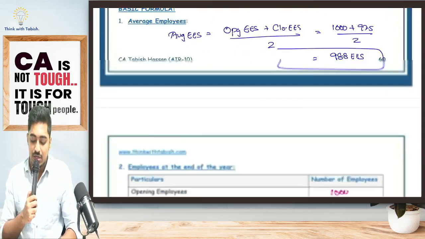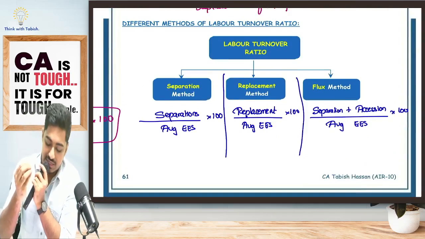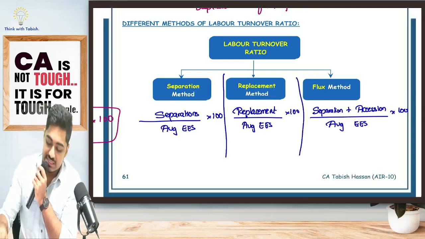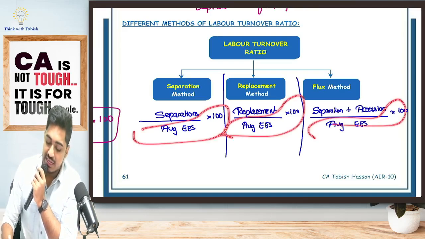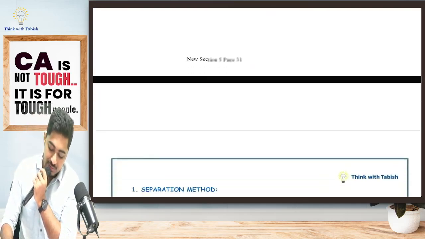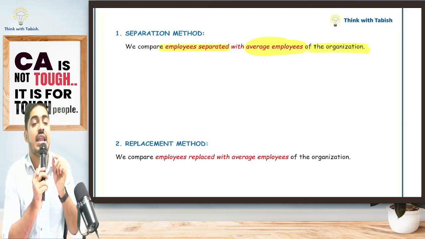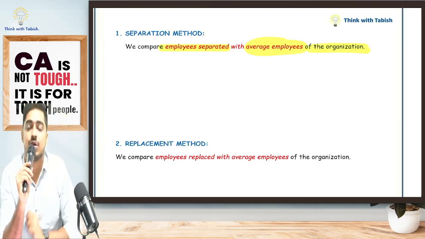Based on that, we told there are three different ways in which I can be calculating my labor turnover ratio. First is separation method. Second is replacement method. Third is flux method. So each of them let us try discussing slightly in more detail. Everywhere the base is same. Everything we are calculating as a percentage of average employees. But what am I comparing? That is changing. First method is separation method. What is separation method telling? Here we compare the employees separated with the average employees in the organization. We are calculating how many percentage employees have separated from the organization.